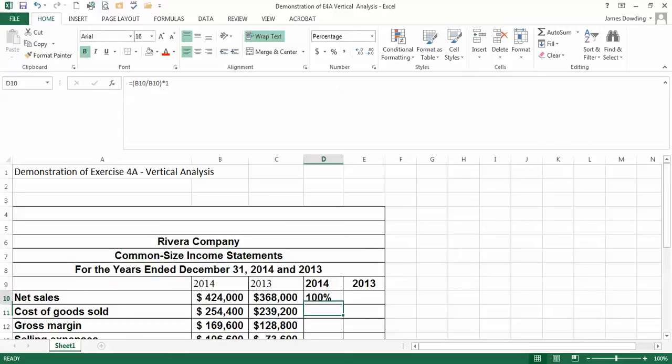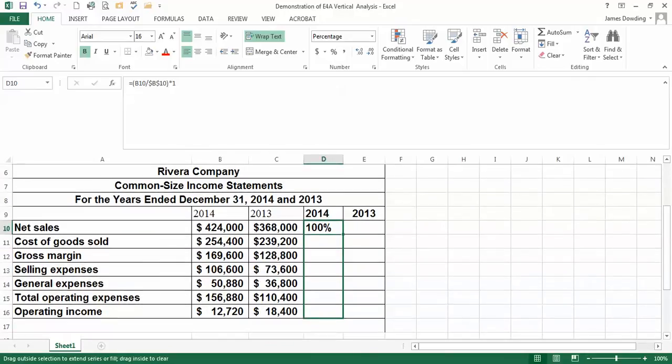Using Excel, rather than typing the net sales each time, I can make it an absolute. So I press F4 to make it an absolute, and that now allows me to copy my information down.